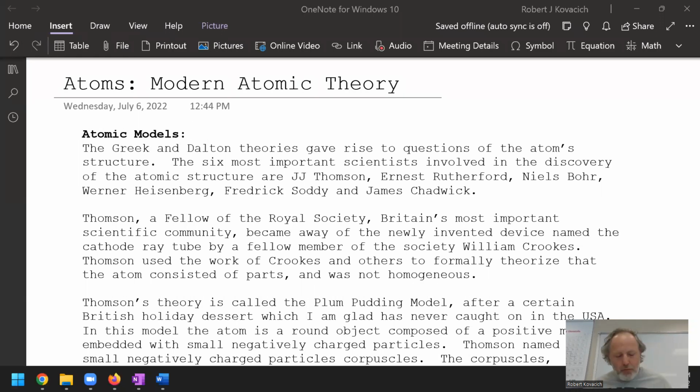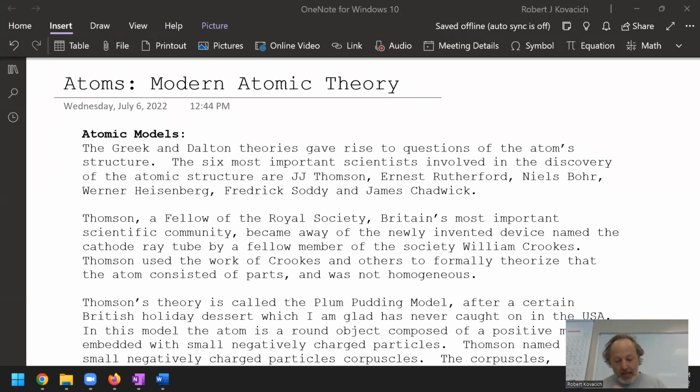The next topic is going to be moving into modern atomic theory, what we think about the atoms now. We'll go through the history of it and then finish off with what we know. Okay, so we've got the Greek model, we've got the Dalton model, and from those two models, scientists started to wonder exactly what the atom was.